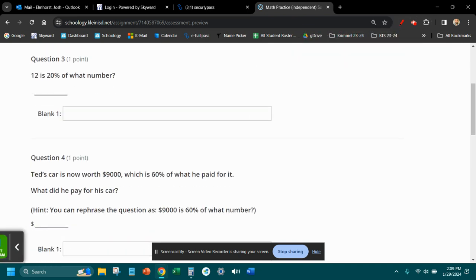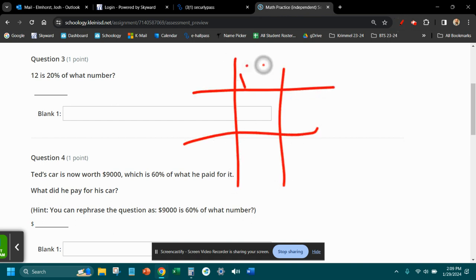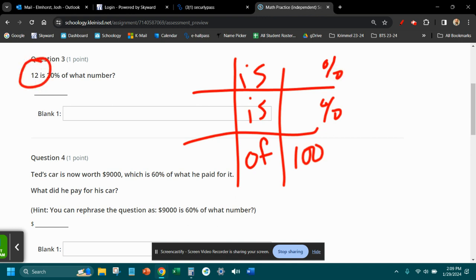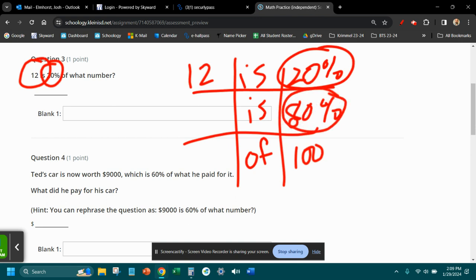Practicing the percent proportion table, set it up. Is, of, and then we have our percents. So we got 12 is 20%. Well, if this is 20, that means the other percent is 80. 80 equals 100%.